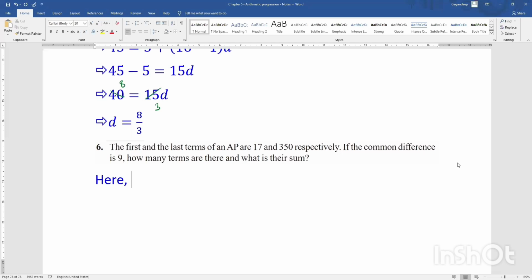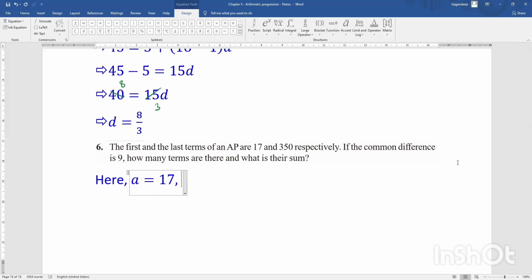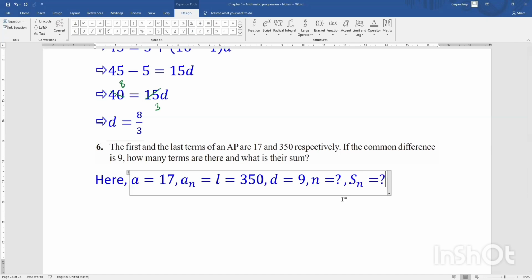Here we have a equals 17 and an is equal to l, which is nothing but 350. And then we have the common difference d equals 9. What we need to find out is n equals question mark, and then we need to find out Sn, so Sn also question mark.